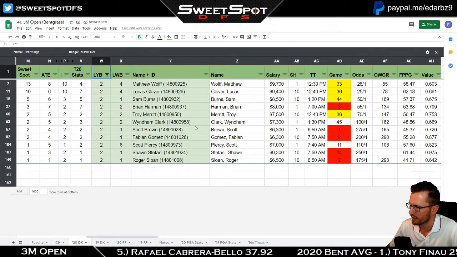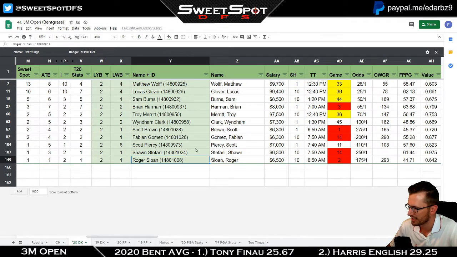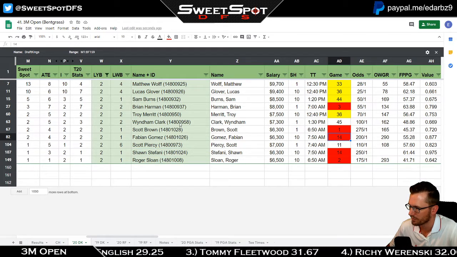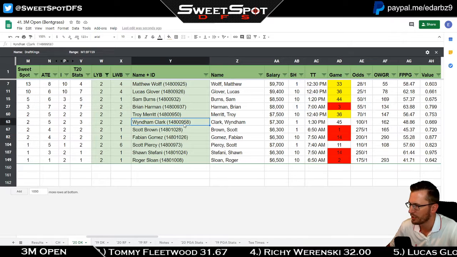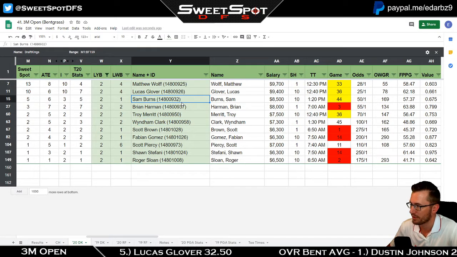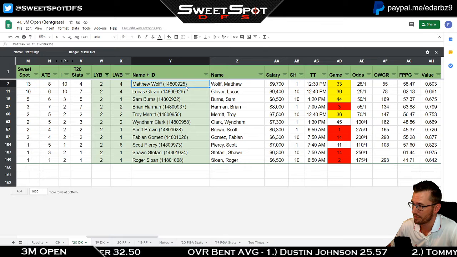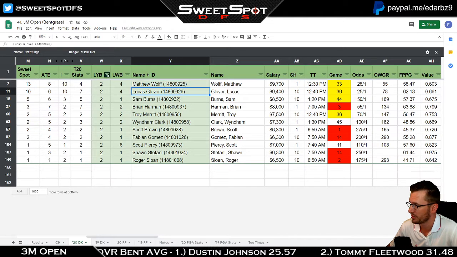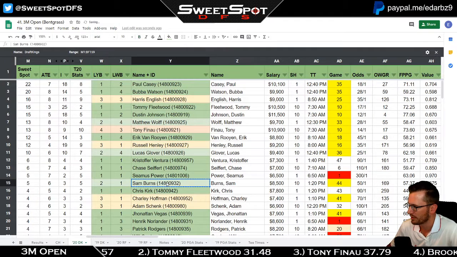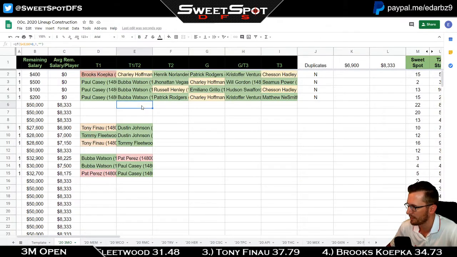Matthew Wolf leads it. Lucas Glover's next. So we do have some guys down here in the 6K range. Sean Stephanie, Roger Sloan. Who do they play? I'll have to go back in the video and take a look. Wyndham Clark, I would say, is probably one of my favorite last year 2 plays. Same with Sam Burns. In all reality, I also don't mind Matthew Wolf or Lucas Glover. So let's grab a Sam Burns and see what we could do with the lineup with Sam Burns in it.